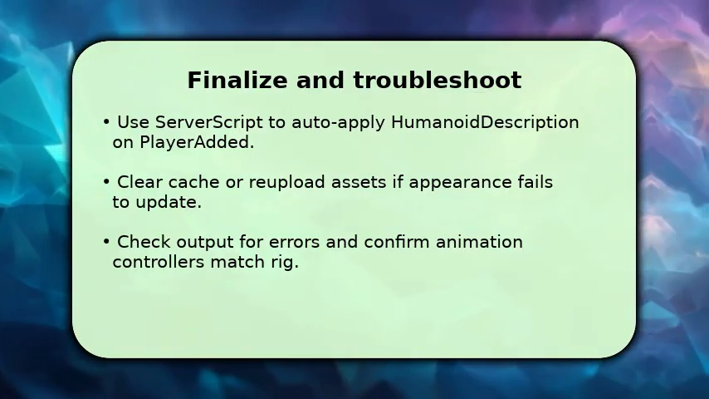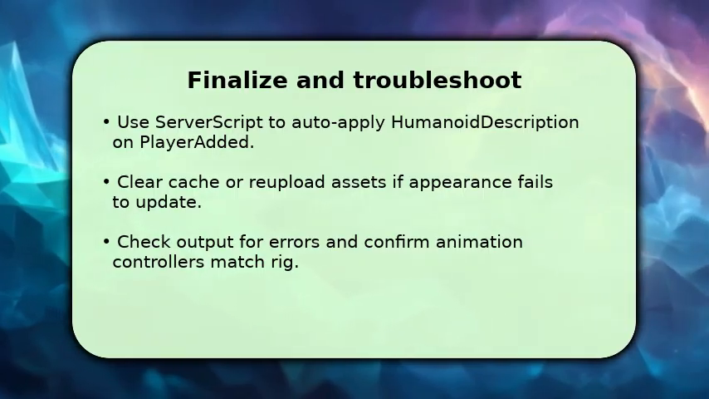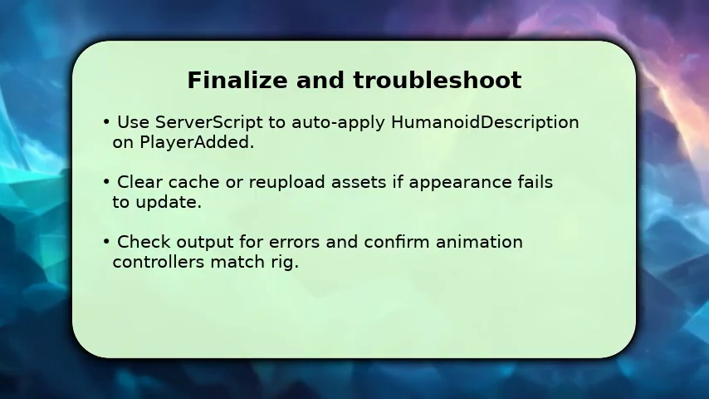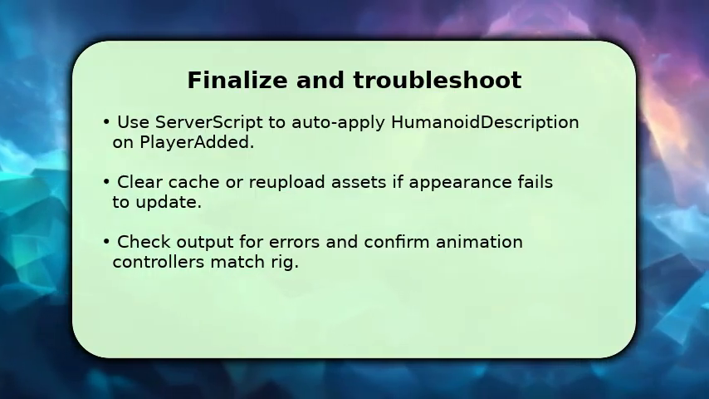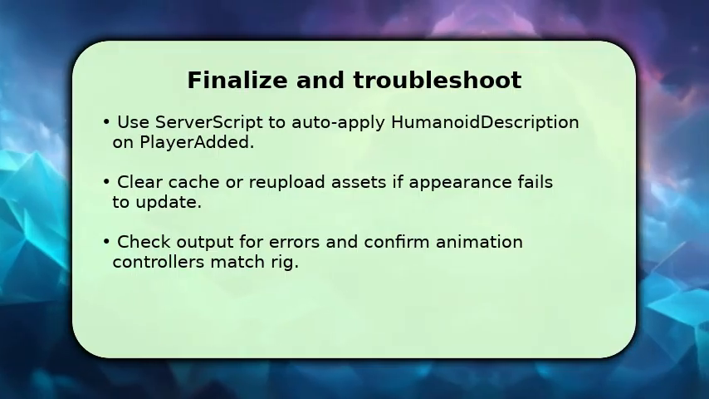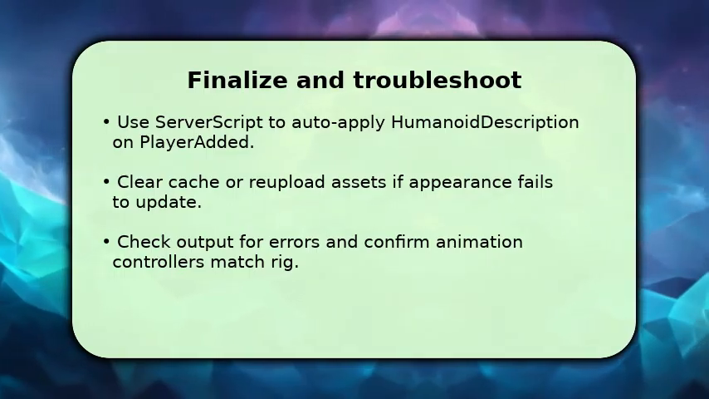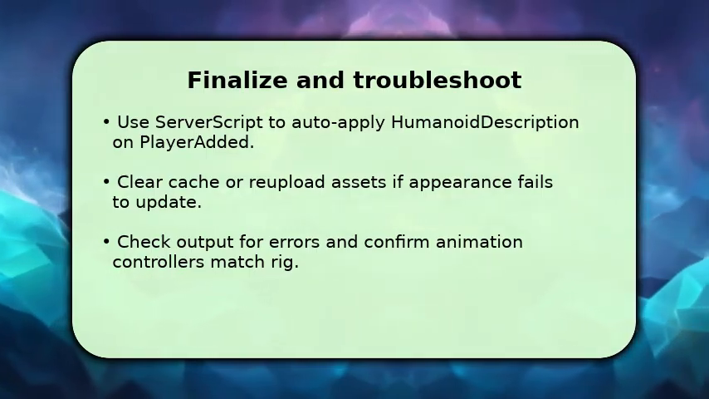If the appearance doesn't update, clear Roblox cache, force load assets, and ensure asset ID are public. Make sure animation controllers match R6 versus R15 rigs to avoid broken movement. If errors persist, check the output window for missing asset or script errors. Fixing those typically resolves most appearance issues quickly.